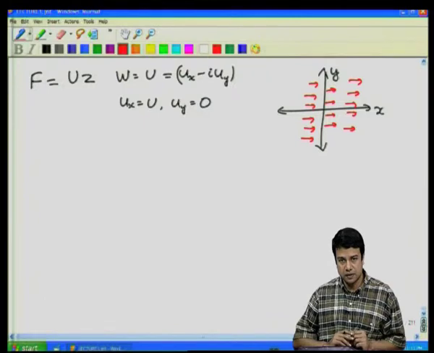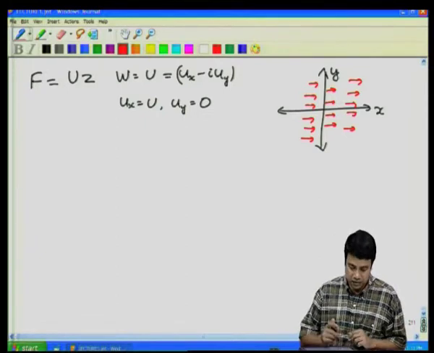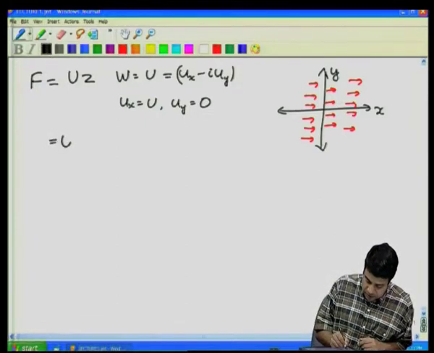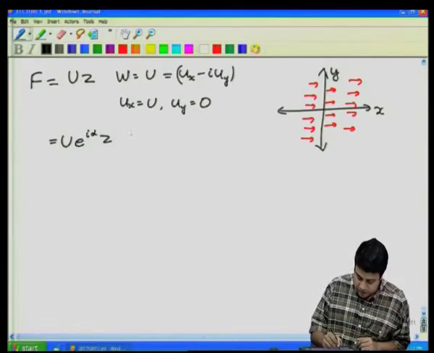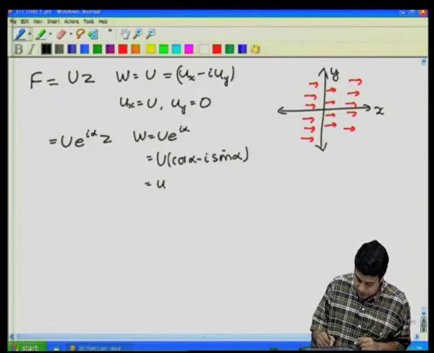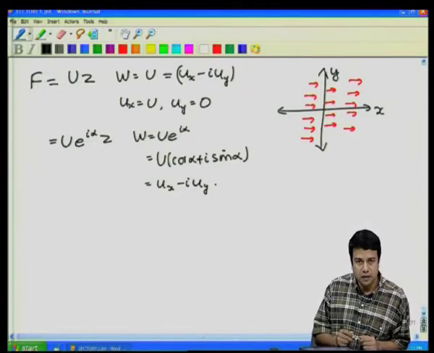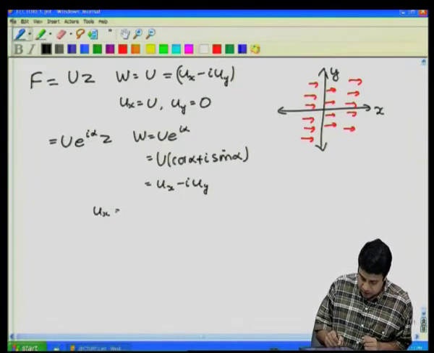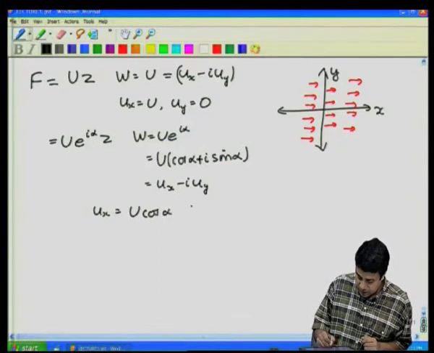In this particular case, I took U as a real number. I need not have done that. The next simplest thing I could consider is to take f = U e^(i alpha) z, which means that w is equal to U e^(i alpha), which will be U into cos alpha minus i sin alpha, which is equal to u_x minus i u_y. Now, what that means is that u_x is equal to U cos alpha and u_y is equal to minus U sin alpha.